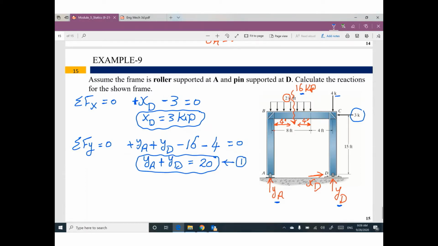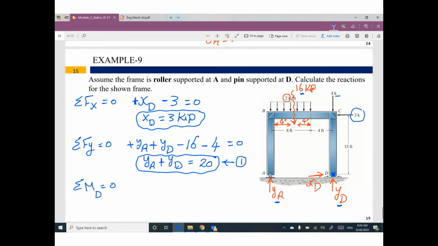The third tricky equilibrium equation, summation moment at any point equal to 0. Do you remember? Summation moment at any point equal to 0. I told you a recommendation. Take moment at supports. Actually, we have two supports, A and D. Go ahead and take moment at supports with the large number of reactions. I think I'm gonna take moment at D.